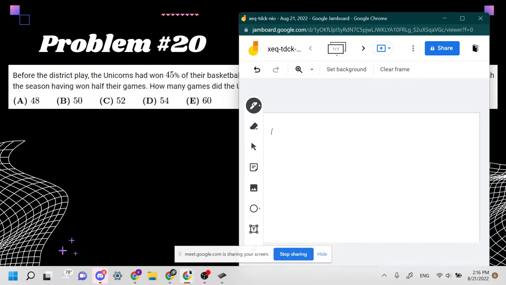So, 0.45y plus 6 is equal to 0.5y plus 4. This is where we left off. So, if we want to solve this, right? We just, real quick, subtract both sides by 6. And then we have 0.45y is equal to 0.5y.